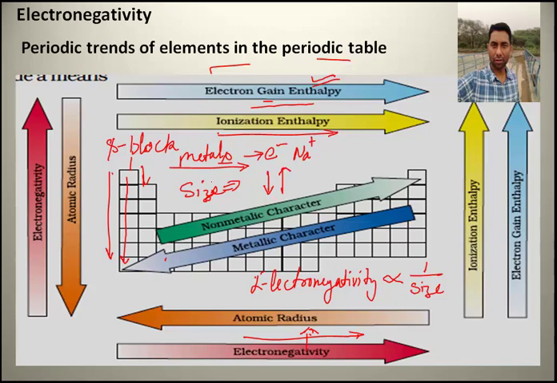Okay, so that means the elements which lie towards the left side of the periodic table are more metallic than the elements which lie to the right side, that is towards halogens or chalcogens. Group 16 and group 17 elements are non-metallic. Okay, so with decrease in size, non-metallic character increases, and likewise electronegativity also increases. Okay, so these were the trends of electronegativity.